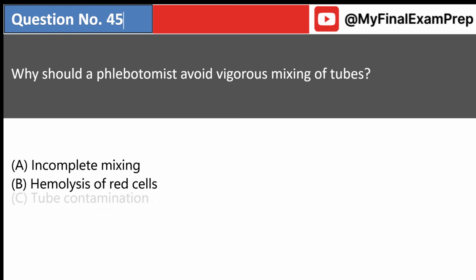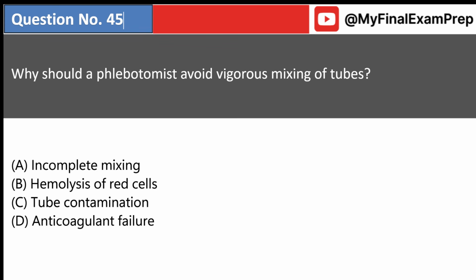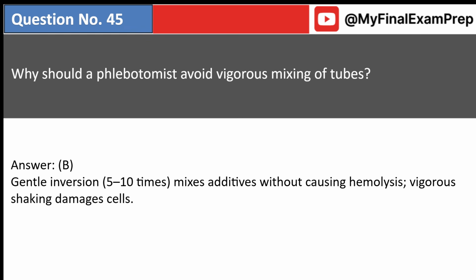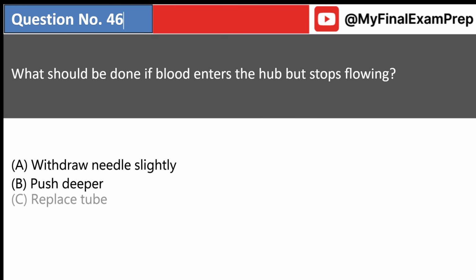Why should a phlebotomist avoid vigorous mixing of tubes? A. Incomplete mixing. B. Hemolysis of red cells. C. Tube contamination. D. Anticoagulant failure. Answer: B. Gentle inversion, 5 to 10 times, mixes additives without causing hemolysis. Vigorous shaking damages cells.